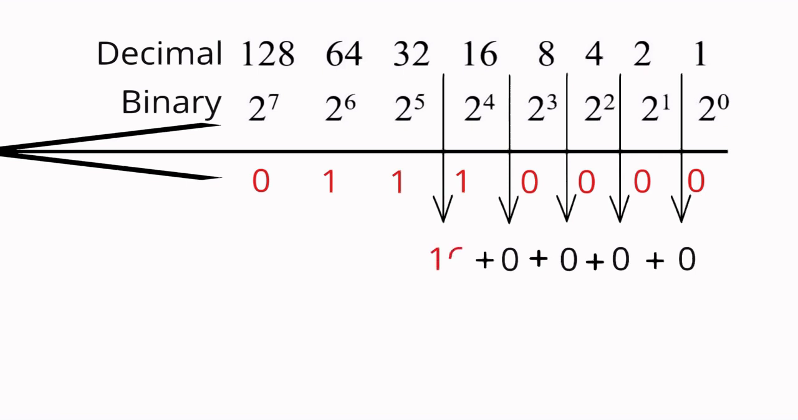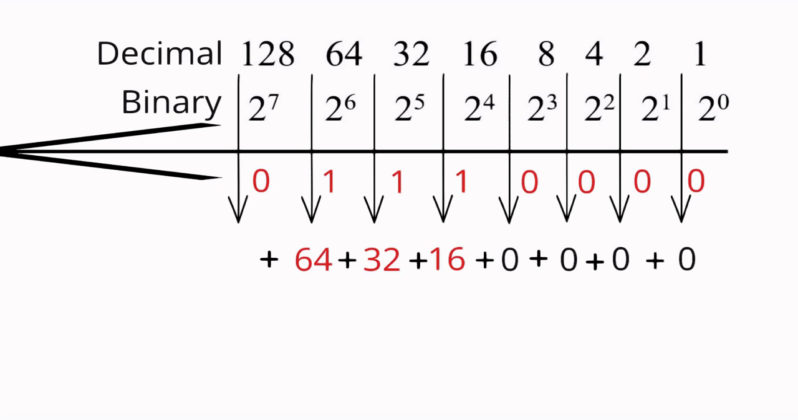Then the next one is 2 to the 5, which has a 1 underneath it. 2 to the 5 is 32. We can look at our chart. 32 times 1 is 32, so we write down a 32. 2 to the 6 is 64. We write down a 64. And the last one, 2 to the 7, is a 0. So we're just going to multiply that by 0, leaving us with 0.